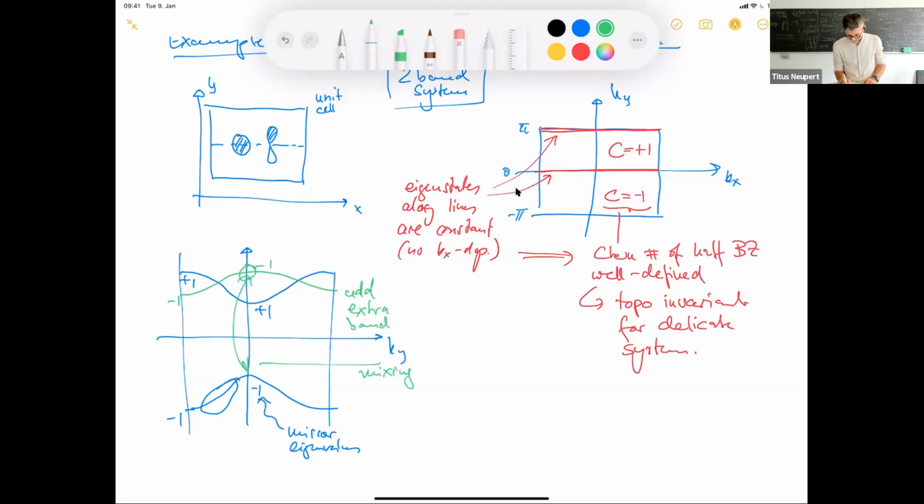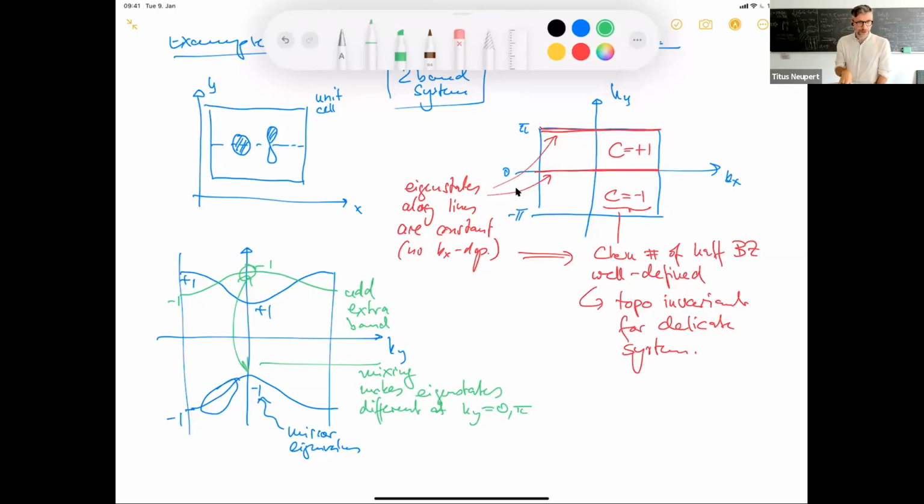Mixing prevents, or basically makes the eigenstates different at ky equals 0 and pi in general. So then the whole foundation of this delicate topology goes out the window.